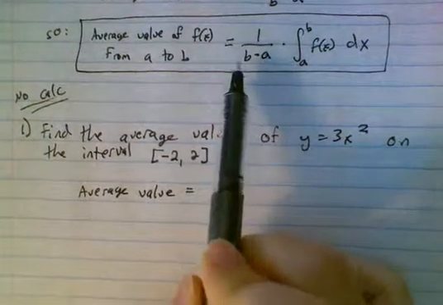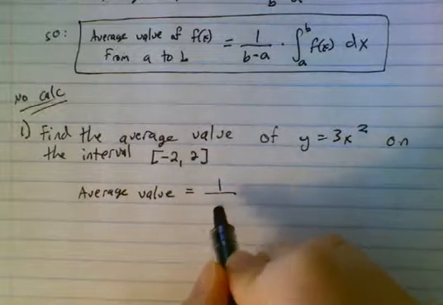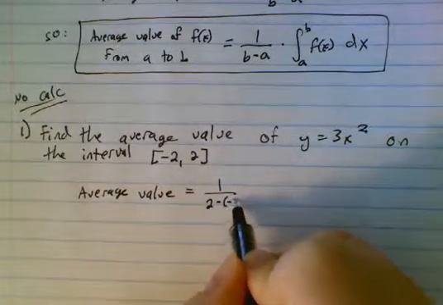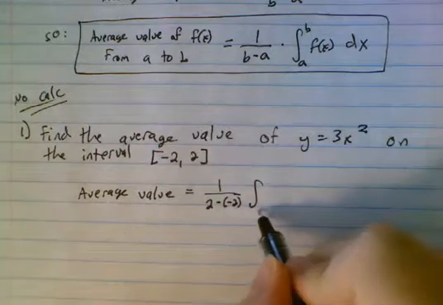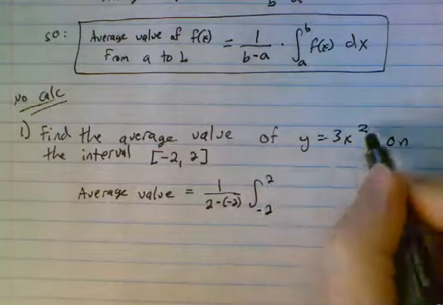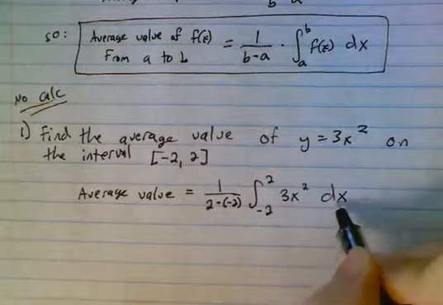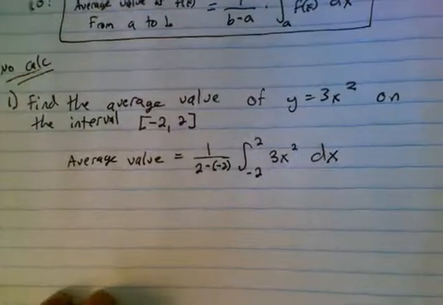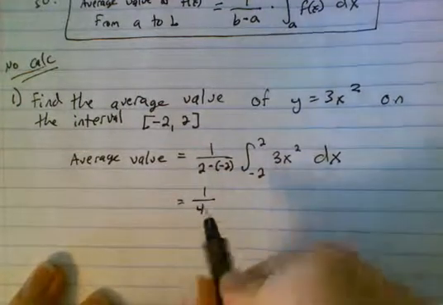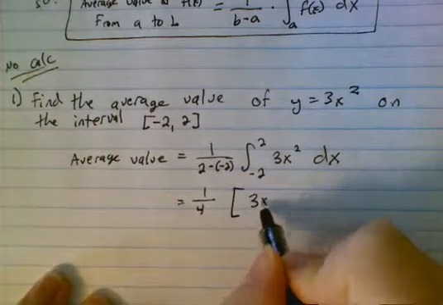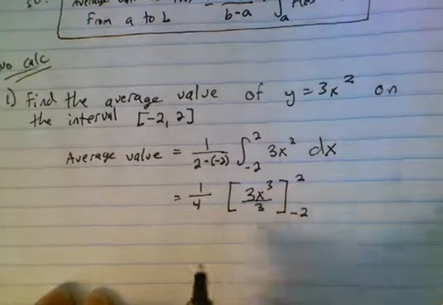So we know that the average value is going to be based on the distance from -2 to 2, so we find that by doing 2 minus -2. And then the area under the curve, we're going from -2 to 2, and this is our function right here, 3x squared. I said no calculator, so let's work that one out by hand. 2 minus -2 is 4. Add 1 to the exponent, divide by the new exponent. We're going from -2 to 2.